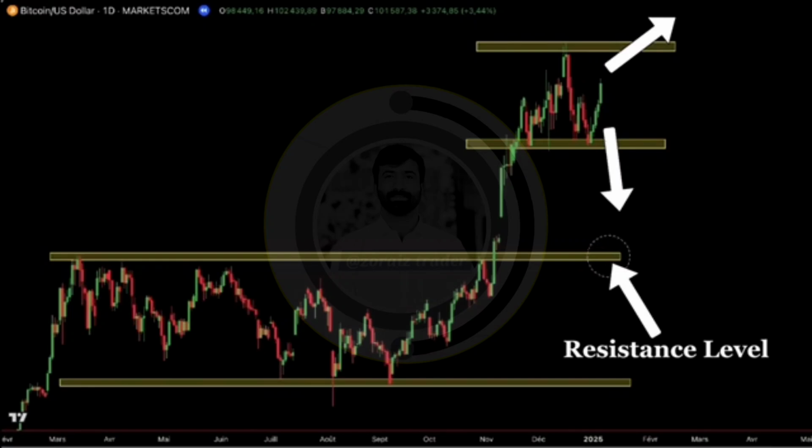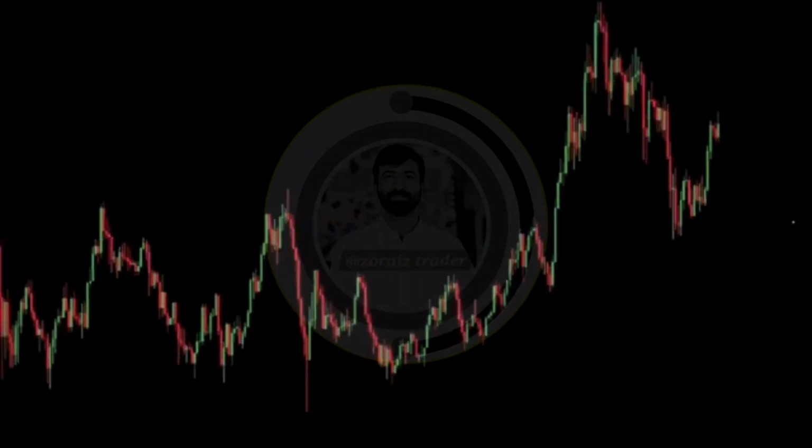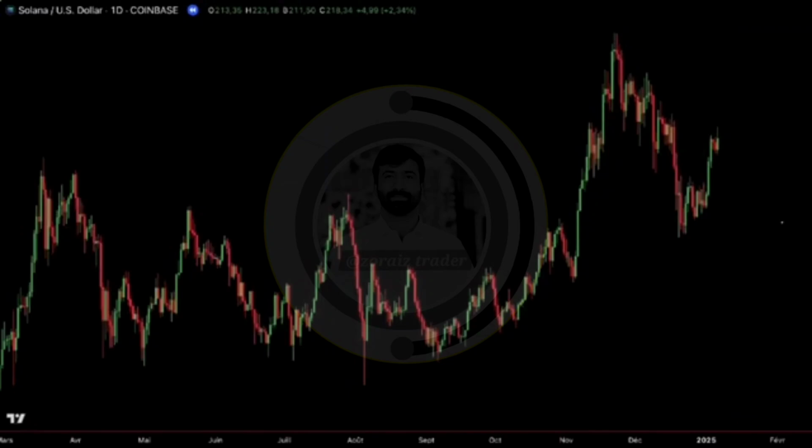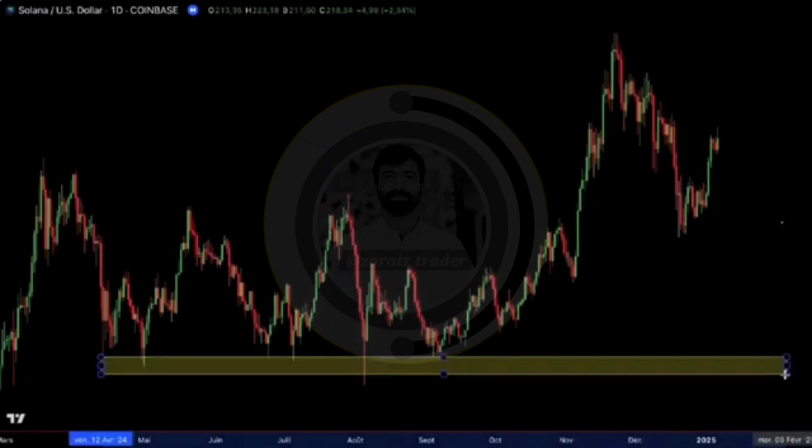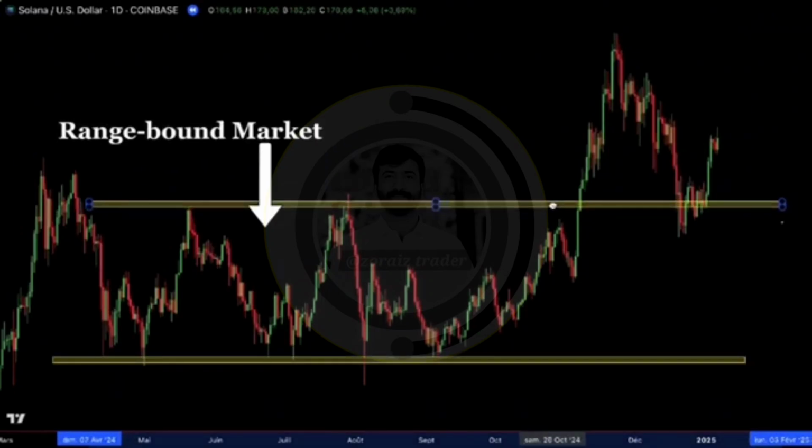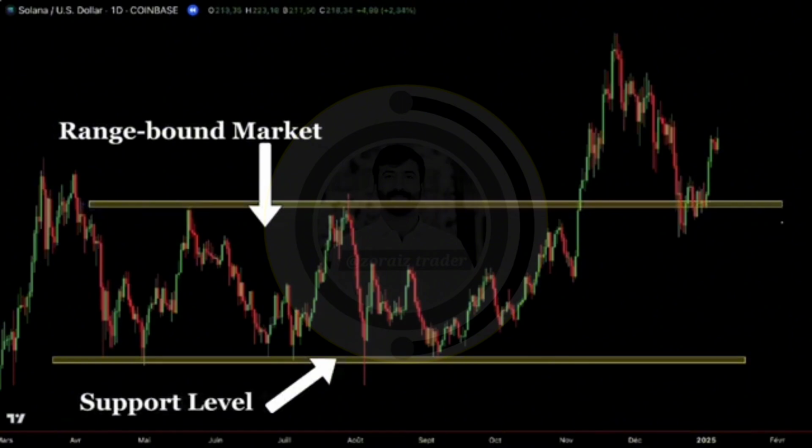As you can see, with simple technical analysis concepts like trend analysis and support and resistance, we can analyze the market and anticipate its next move with confidence. Here is another example. This is the Solana daily chart. As you can see, the market was ranging for a long period of time, moving between this major support level and this major resistance level.